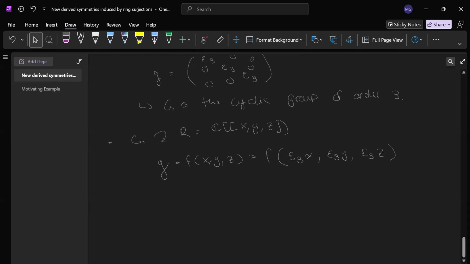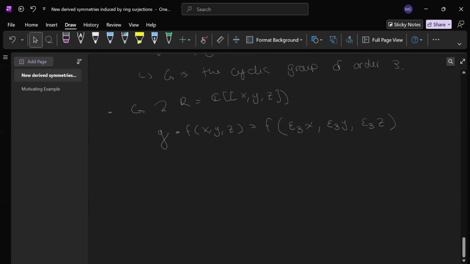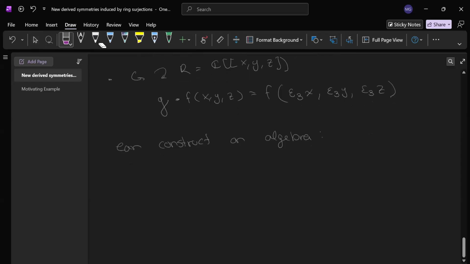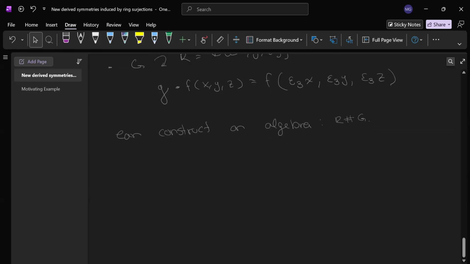We've got an action of G on this ring R, and that means that we can construct the skew group algebra, which I'm going to denote as R hash G. And it turns out that this algebra R hash G is a Gorenstein order, and this is due to Auslander.